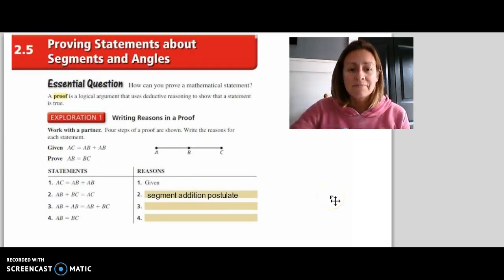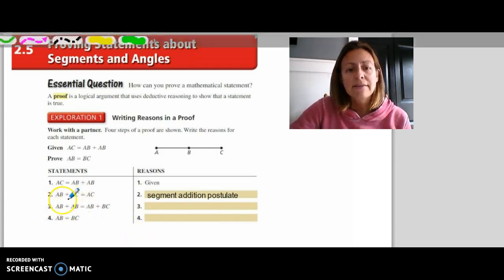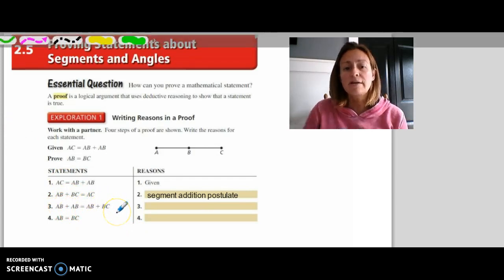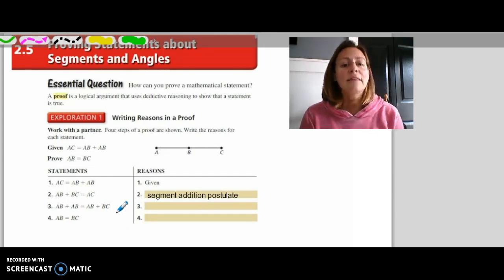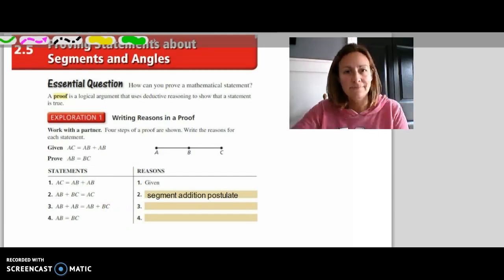The next statement, AB plus AB equals AB plus BC, that may seem to come out of nowhere. However, there are some properties of equality that I mentioned to you guys that are going to help us put this together. The property I'm going to use for this step 3 is the transitive property.